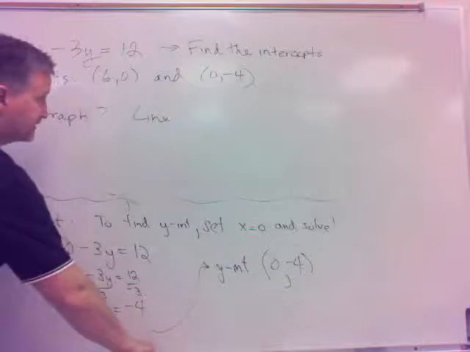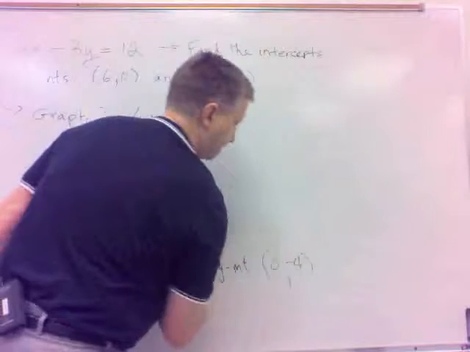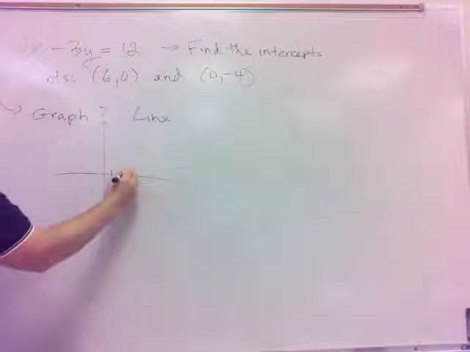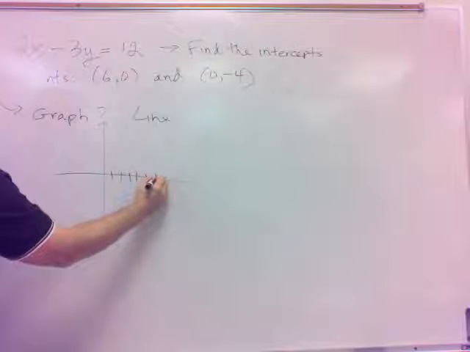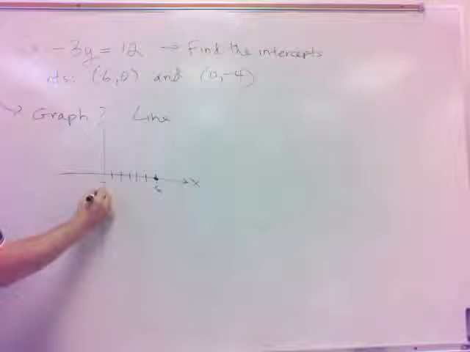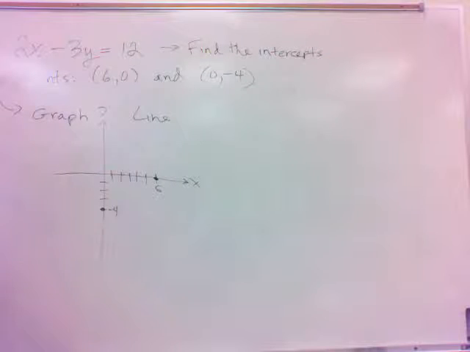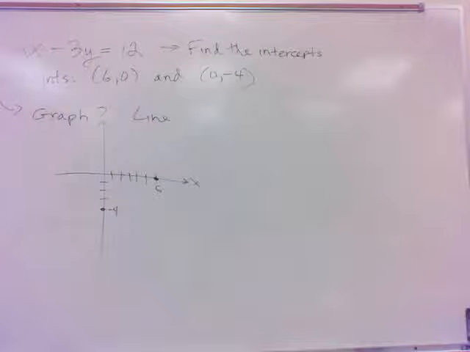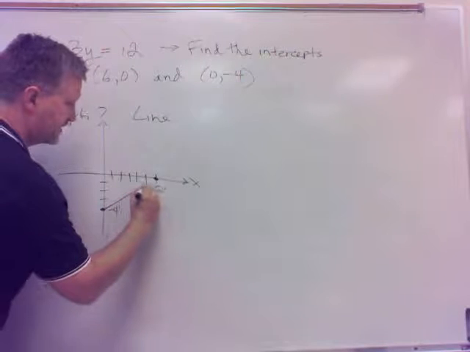And I know these 2 points are on that line, so let's put those there. 6 and 0. It's on the x-axis. 0, negative 4. That's on the y-axis. Well, if this is going to be a line, don't those 2 points pretty well determine the line? If you know it's a line, it's enough to find 2 points to graph a line. And if your intercepts are 2 distinct points, that's enough to graph our linear equations in 2 variables. There's no other way to do a line except through those 2 points.